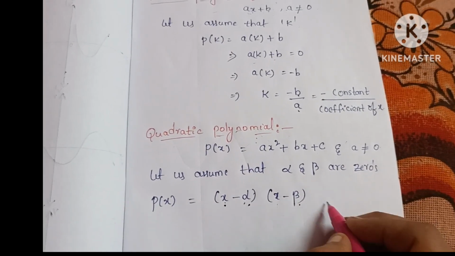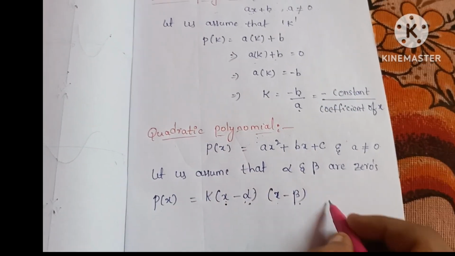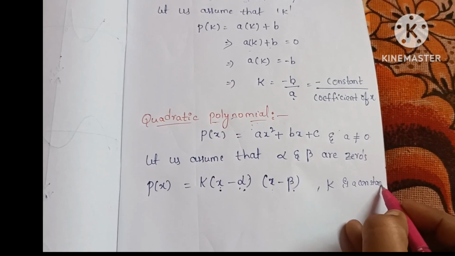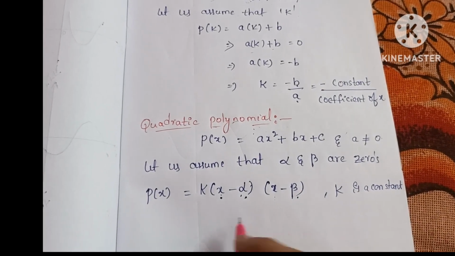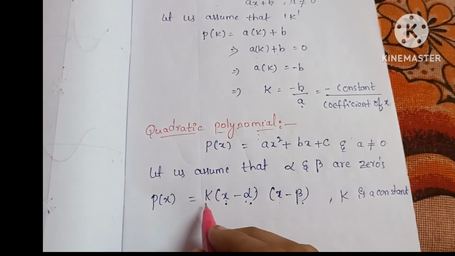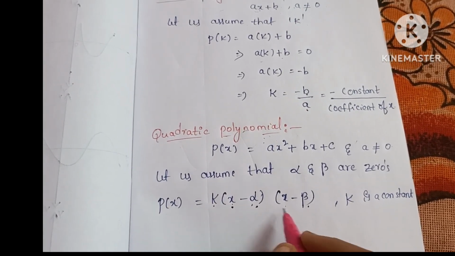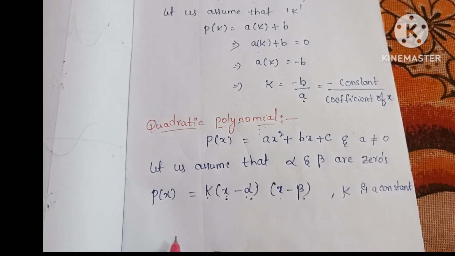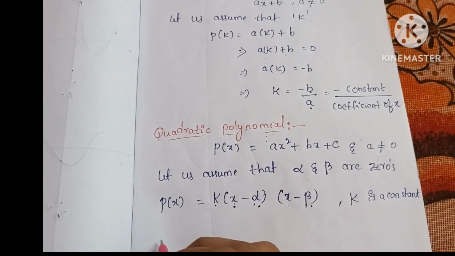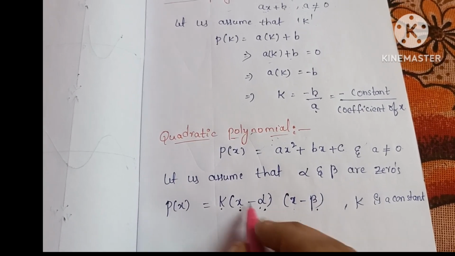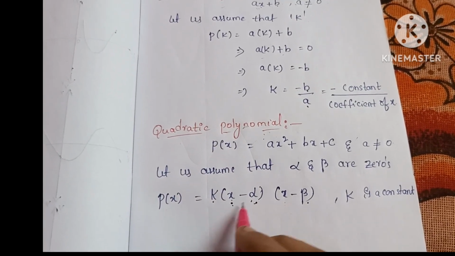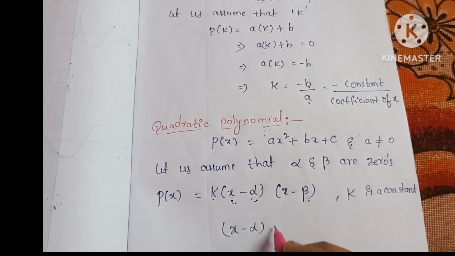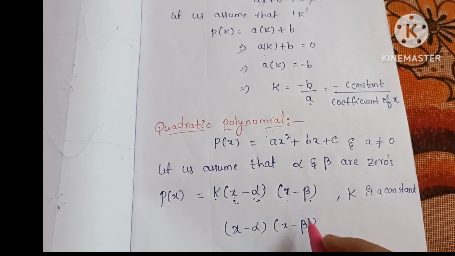Now I will take one k. Here k is a constant. If I take the k value as 1, nothing will change. So I take k as a constant. Now p of x equals k into x minus alpha into x minus beta. First I will expand x minus alpha into x minus beta.